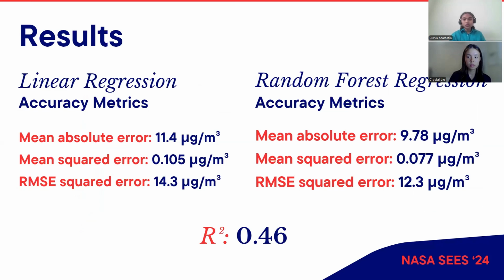For our results for linear regression, we achieved a pretty low mean absolute error of 11.4 micrograms per cubic meter and an RMSE of 14.3 micrograms per cubic meter. Our random forest regressor did significantly better with a mean absolute error of just 9.78 micrograms per cubic meter and an RMSE of around 12.3. Our R-squared value, which determines the correlation of input to output, was around 0.46.